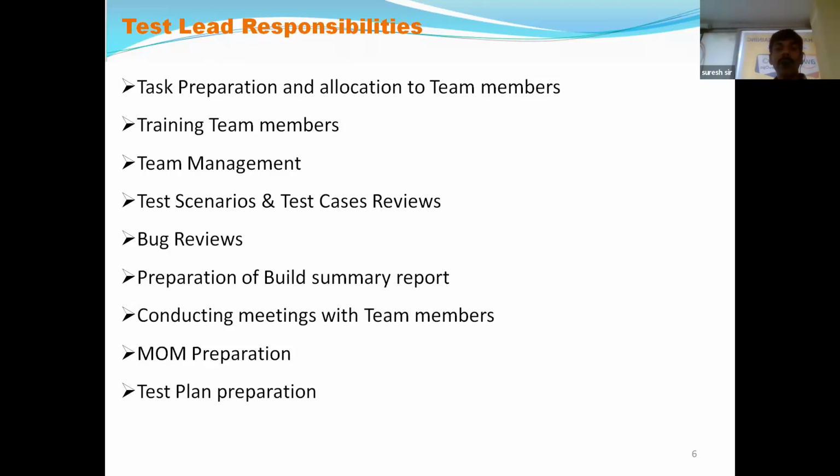What is meant by build? You will understand that later. For now, understand that the test lead needs to take care of preparing the summary report. Along with that, he has to conduct different types of meetings with team members. It can be individual or group meetings, or related to project, appraisal, or performance.